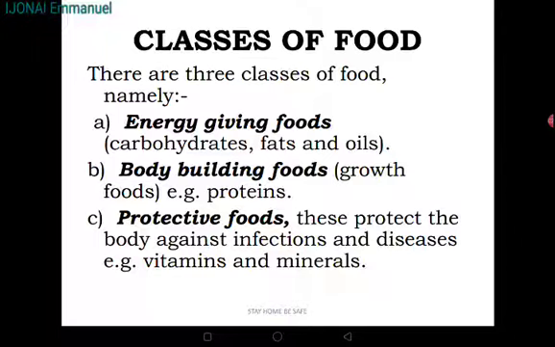And then we have the body building food, the food that we use for growth and build up of body tissues and cells. That is the proteins. And then we have food that protects us from disease, or the food that boosts our immunity. We are talking about vitamins and the minerals. So those are the classes of food. There are three. We have the energy giving food, the body building food, and then the protective food.